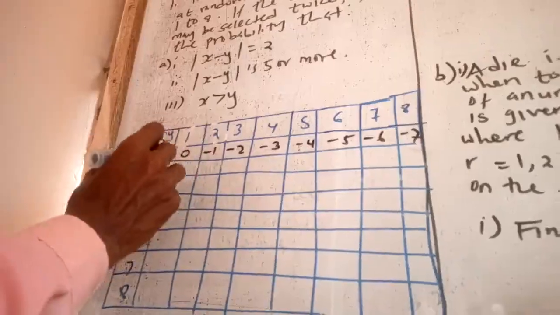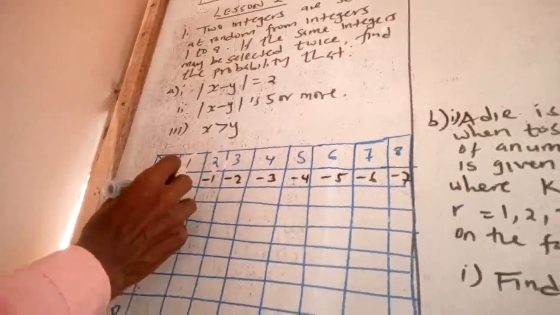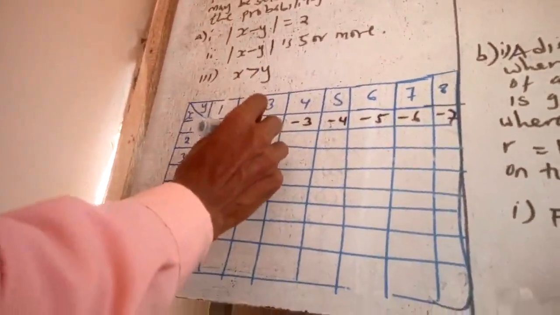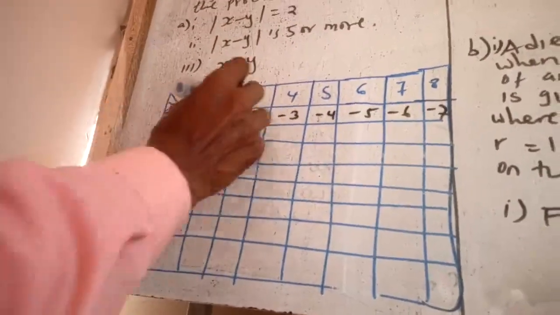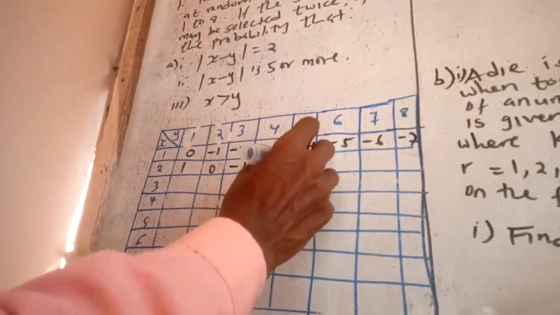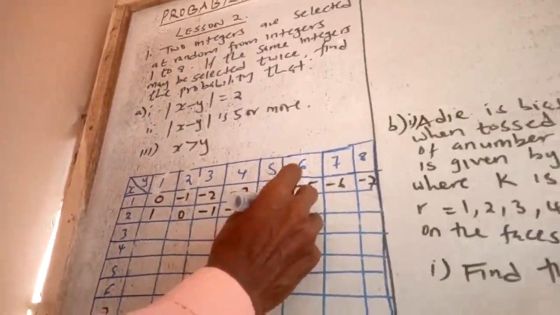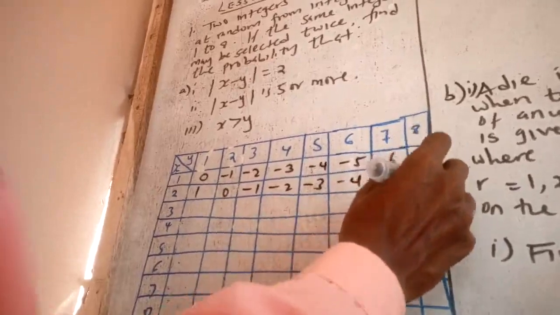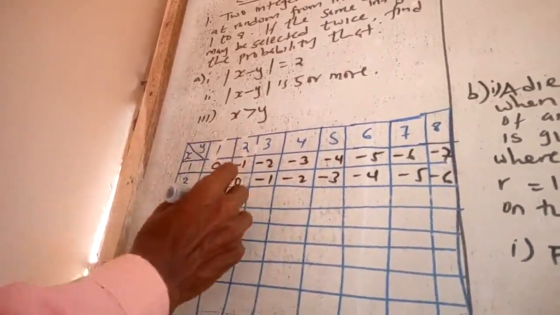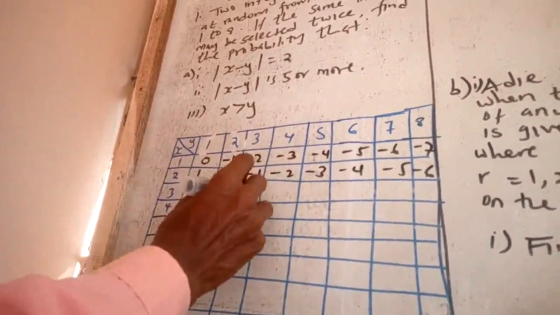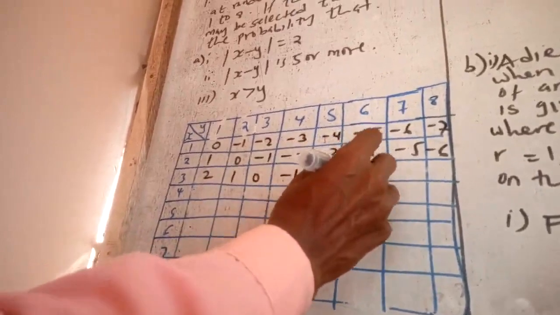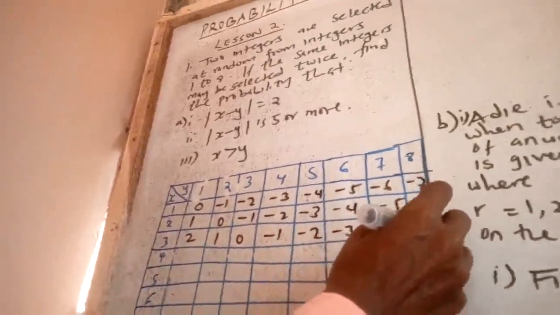And therefore, 2 minus 1, you will get 1. 2 minus 2, 0. 2 minus 3, you will get minus 1. 2 minus 4, you'll get minus 2. You decrease the numbers in steps of 1: minus 3, minus 4, minus 5, minus 6. 3 minus 1, you'll get 2. 3 minus 2, you'll get 1. 3 minus 3, you'll get a 0. You reduce in steps of 1 like that.